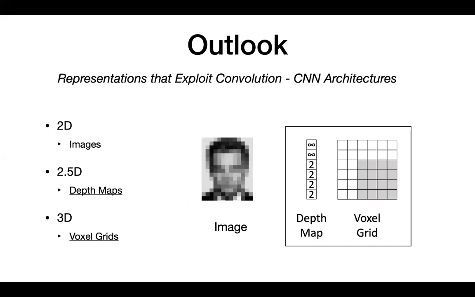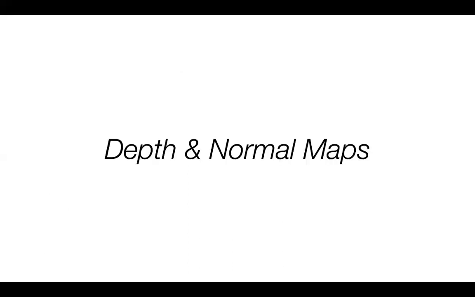And then also notice that the fact that this is a regular representation and extends images means that we can exploit CNN architectures, convolutional neural networks, and use convolution as the operator for learning, analyzing, and doing both analysis and synthesis, classification, reconstruction, and things like that, and generation. So we're going to start discussing depth images and normal maps.